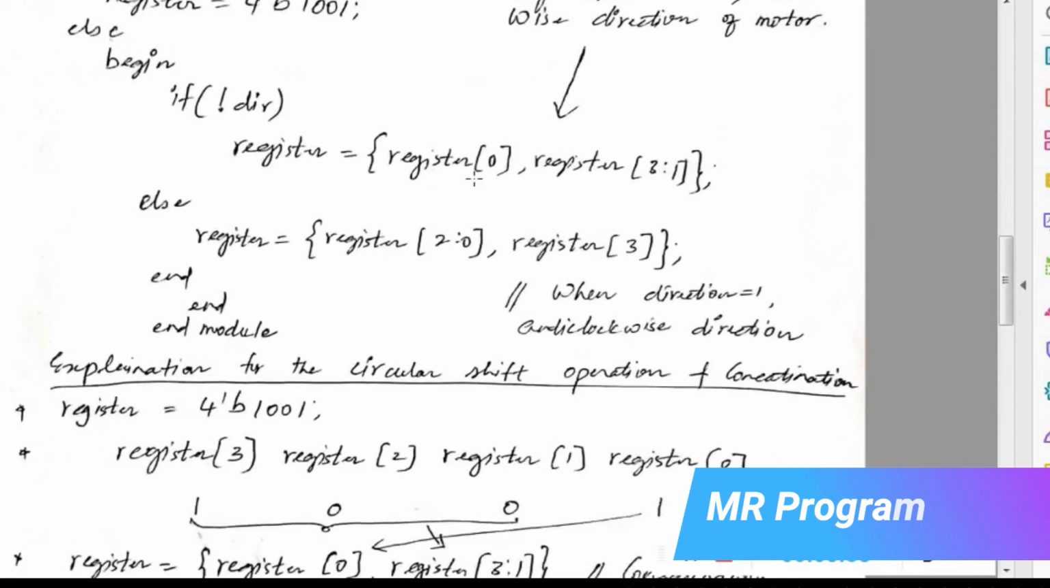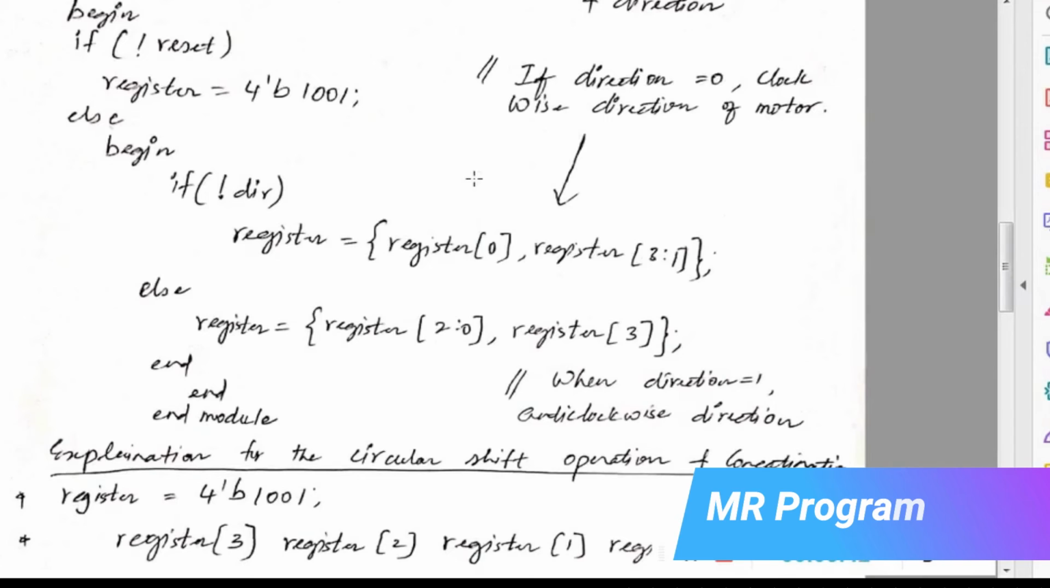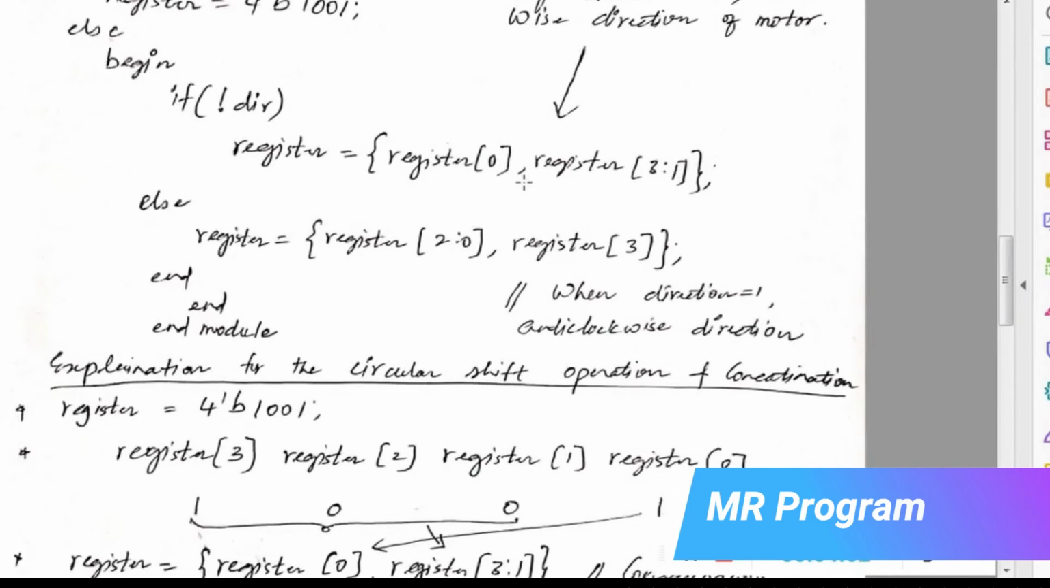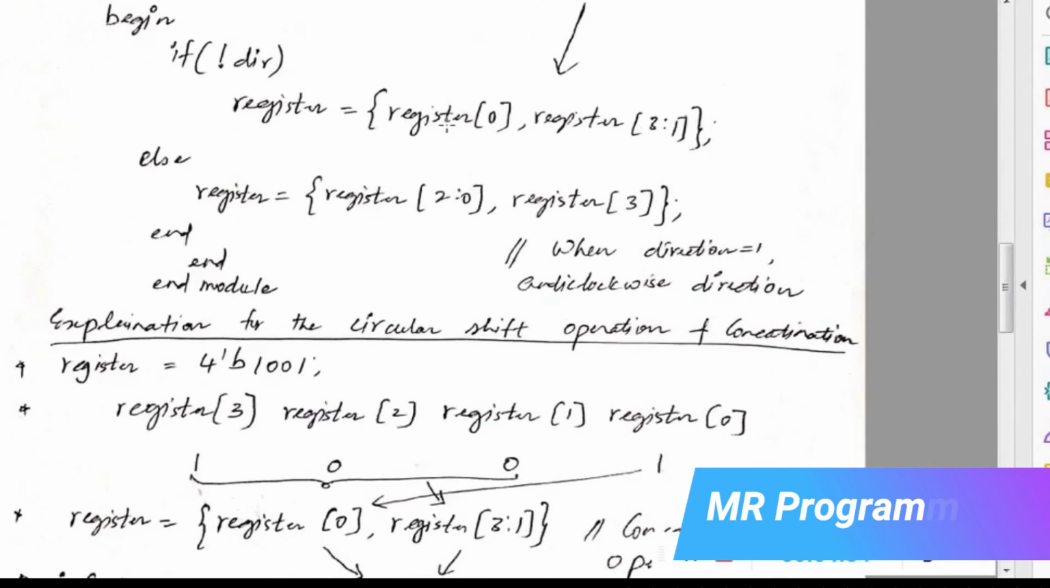Now as you all know, we are discussing the stepper motor. In the stepper motor, unlike your DC motor, as I mentioned previously, it moves stepwise. So it can be either clockwise or anti-clockwise, but it doesn't have a free movement compared to your DC motor. That's the difference. Then here you have register equal to register of 0-bit, comma, register 3:1. When we see these flower brackets, a concatenation operation happens. This is for direction equal to 0. If direction is equal to 1, then I'm going to use this other format of concatenation. So when direction is 0, I'm going to use clockwise, and when direction is 1, anti-clockwise direction. Now how does this concatenation operation happen?